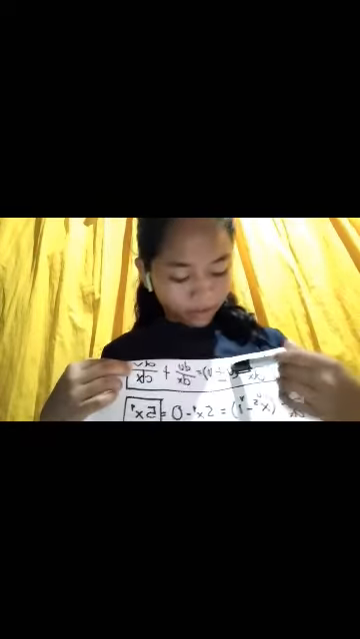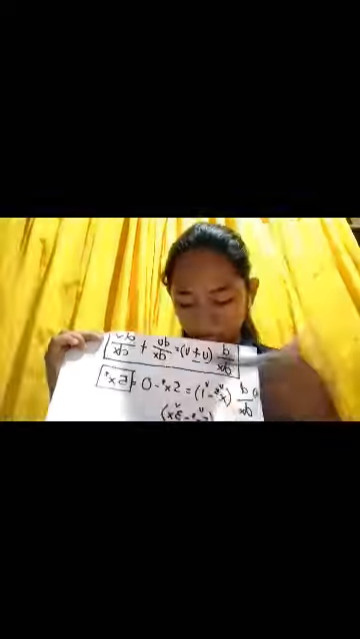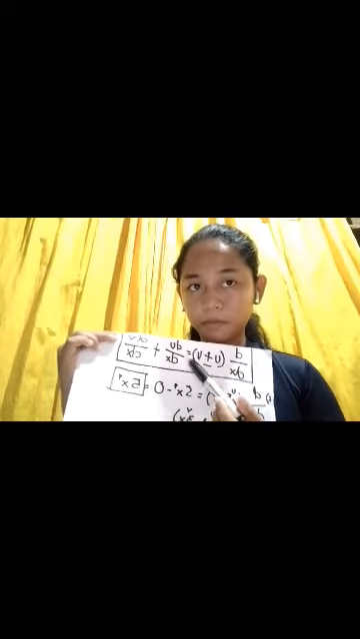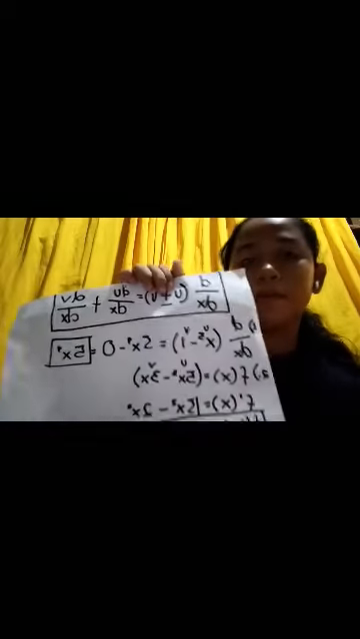So, pwede to siya, dito, dalawang term lang. Pwede mo siya gawing 3 terms, u plus v plus c, plus w. So, pumunta tayo ngayon sa example ko.